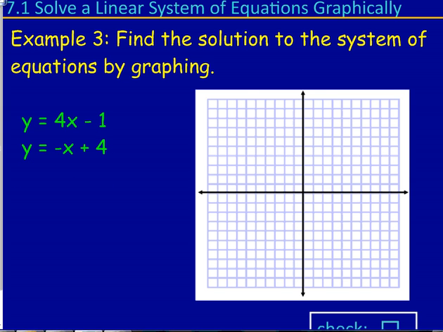Alright, so we're going to do another example. We have y equals 4x minus 1, and y equals negative x plus 4. So I'm going to go down to negative 1, because that's my y-intercept here. And then my slope says it's 4, so I'm going to rise 1, 2, 3, 4, run 1. I'm going to go the opposite way. I'm going to go down 4, 1, 2, 3, 4, run 1. Just complete my line a little bit more.